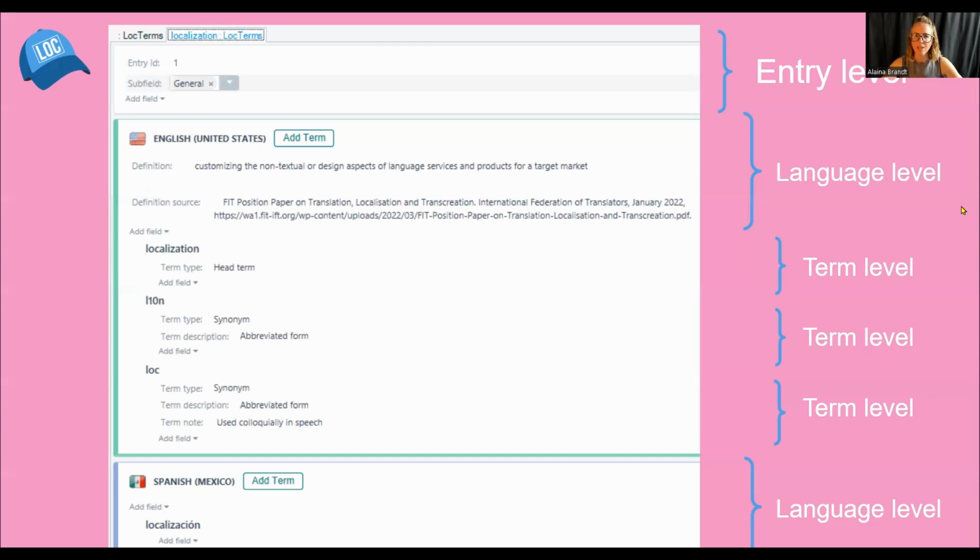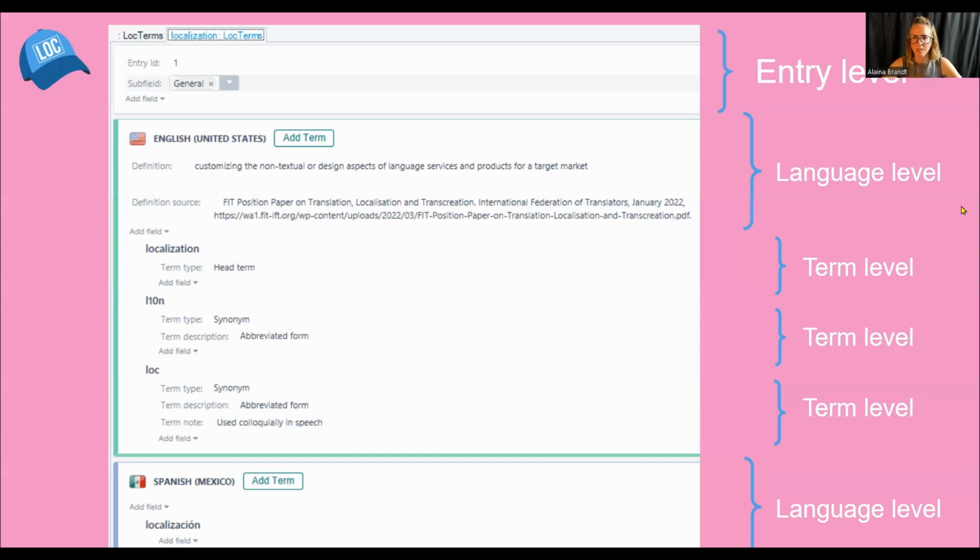This is to tell translators and writers that, hey, our preferred form when writing formally is going to be localization. You can see that the term L10N is indicated to be an abbreviated form, that the term loc is indicated to be something that's used colloquially in speech.